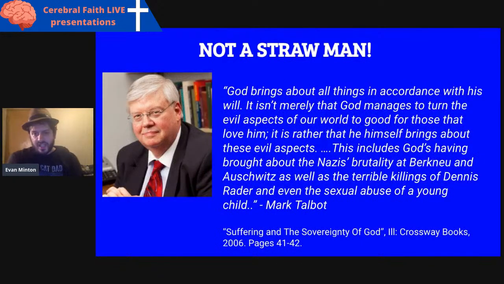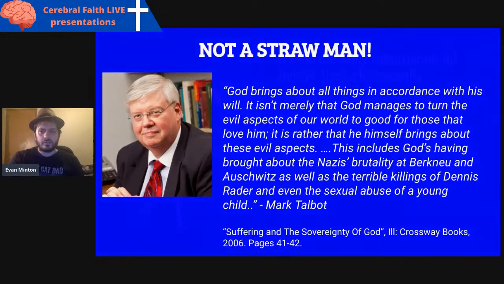Mark Talbot, in Suffering and the Sovereignty of God, pages 41 to 42, says, quote, "God brings about all things in accordance with his will. It isn't merely that God manages to turn the evil aspects of our world to good for those that love him. It is rather that he himself brings about these evil aspects. This includes God's having brought about the Nazis' brutality at Birkenau and Auschwitz, as well as the terrible killings of Dennis Rader and even the sexual abuse of a young child," end quote.